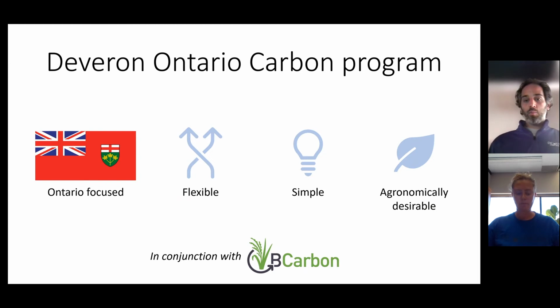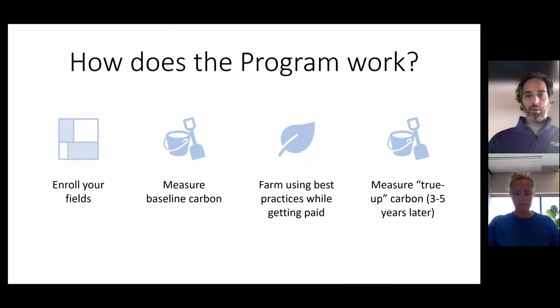And then lastly, probably most importantly, something that is agronomically desirable. Everything that is included in our program is going to be something that, for the most part, you may already be doing on your farm, or you'd like to be doing, or you've thought about doing it. We're building out this program together with a group called B Carbon, based out of the States, which is helping us build out our own program that adheres to all these aspects.